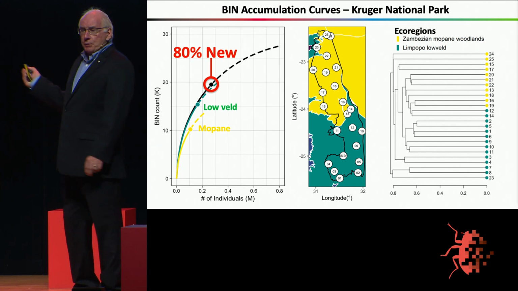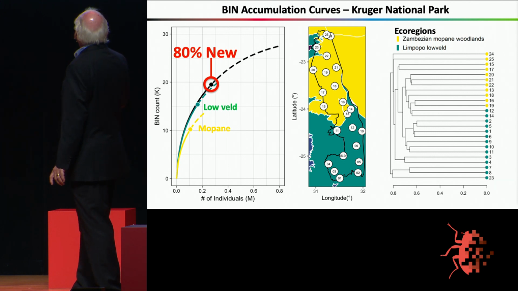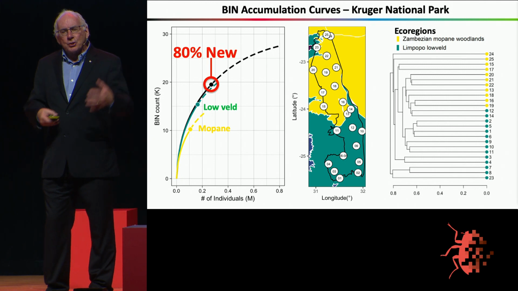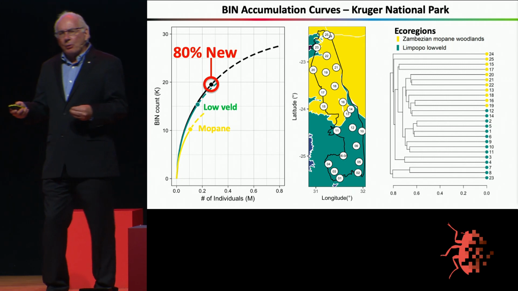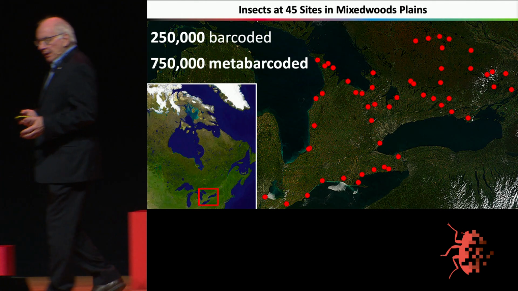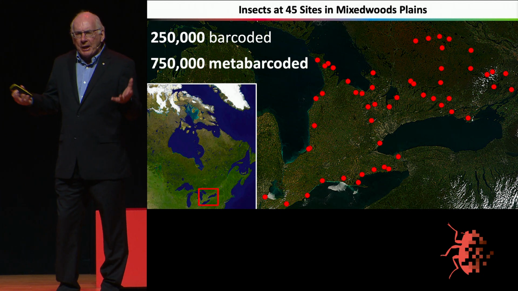There was a difference in species diversity between the low-veld and the Mopani woodlands, and the insect assemblages matched well with recognized ecoregions. So imagine doing this in every national park in the world and looking at how ecoregions are changing through time. This was green field barcoding, where it was a site we had no information.